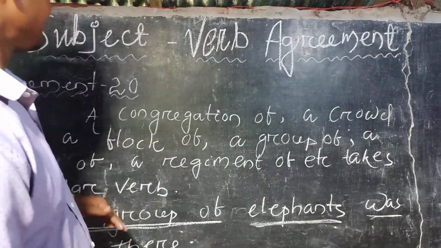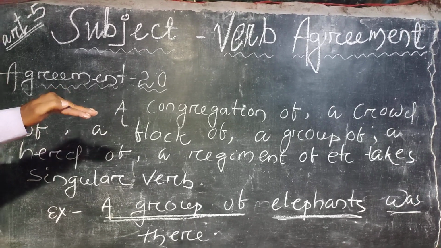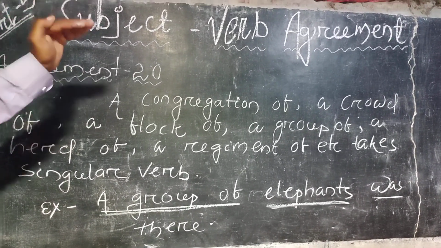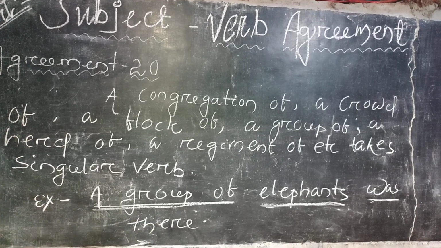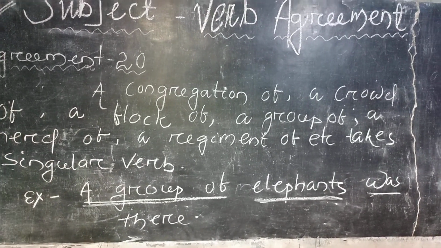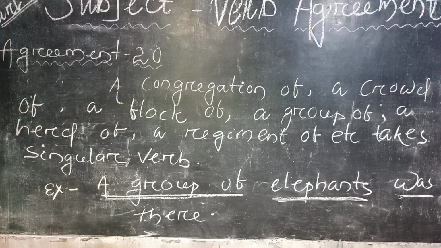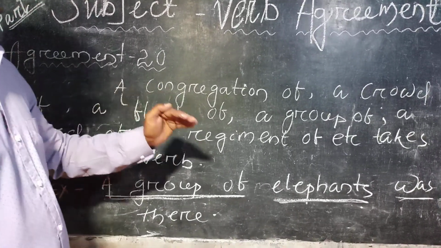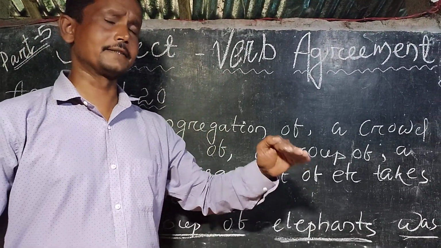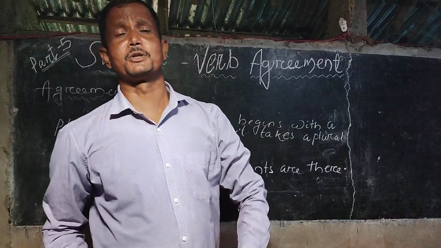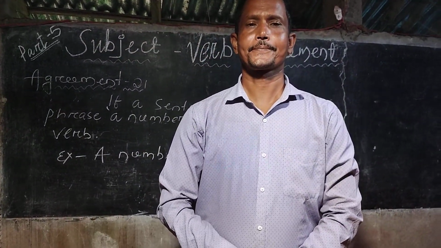Just like that, if a sentence begins with the phrase "a congregation of," "a crowd of," "a flock of," "a group of," "a herd of," or "a regiment of," etc., it takes a singular verb. So we shall proceed towards agreement number 21.